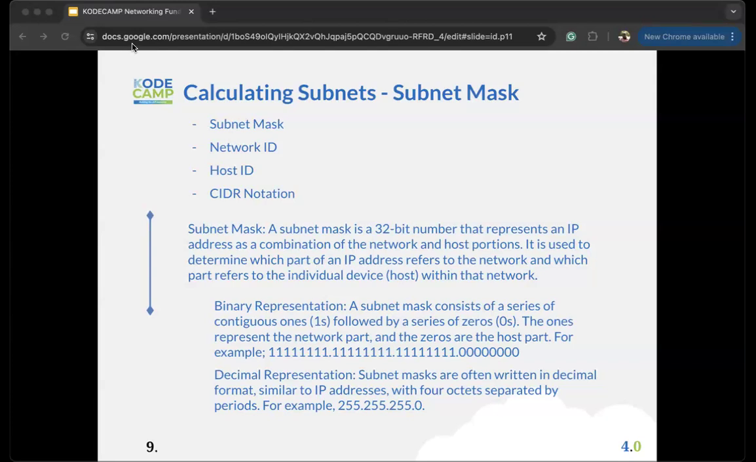Okay, so your subnet mask is a 32-bit number that represents the IP address of your network as a combination of both your host ID and your network ID. And it's used to determine which part of your IP address refers to the network and which part refers to the individual device or the individual resource or the individual computing device on that network or within that network.